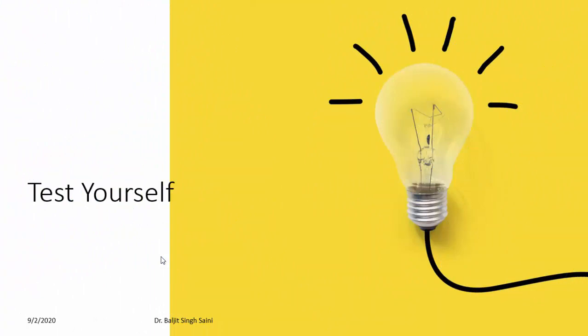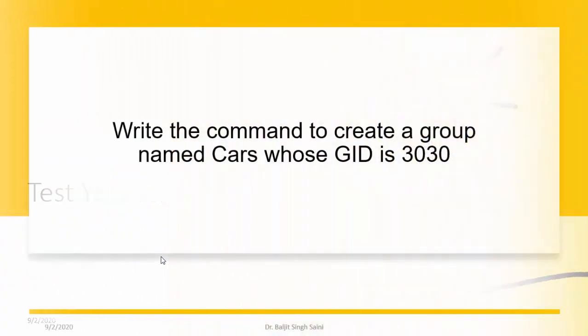Here are a few questions to test yourself. First question is, write the command to create a group named cars whose GID is 3030. So this one is pretty straightforward. You should be able to do it on your own.